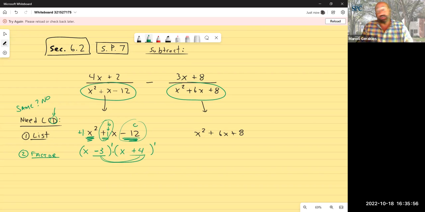Okay, so I raise them. I want those exponents showing. Okay, let's hop over and factor the second denominator.